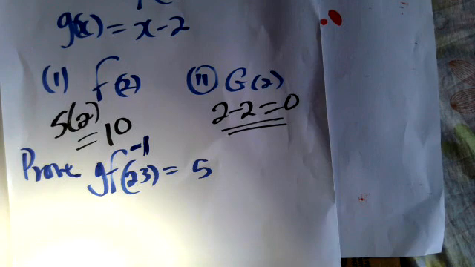All right, let's go. What did you guys get? Post the answer. g of f inverse of 23, prove that it's equal to 5. Mr. Bennett will prove it in one minute. Let's go, guys.